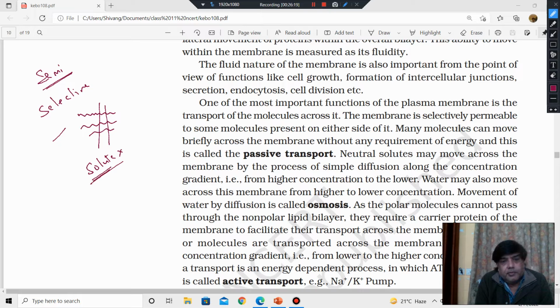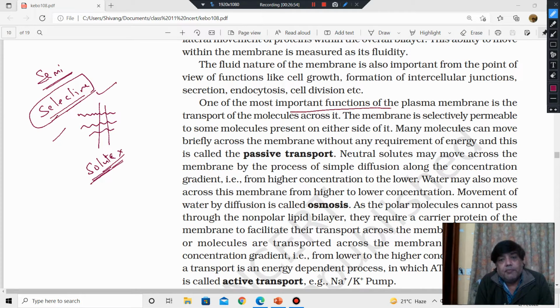Solute is not allowed. And a selectively permeable membrane is that which allows some of the solute molecules to pass through it, selective solute molecules. This type of membrane, which allows some of the solute molecules to pass through it and doesn't allow other molecules, is called selectively permeable. So here our plasma membrane or cell membrane is a type of selectively permeable membrane.